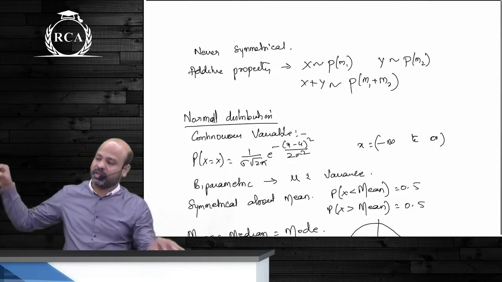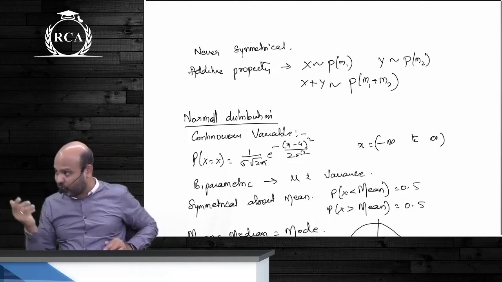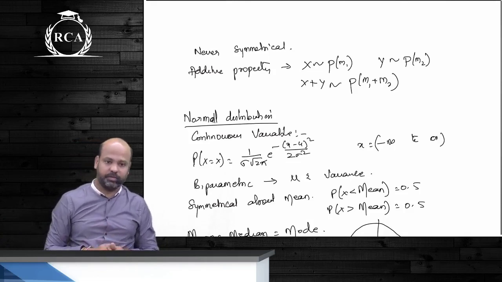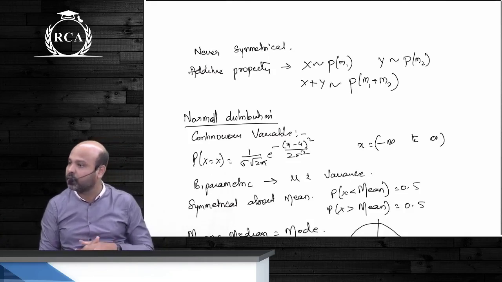Poisson distribution can never be symmetrical, obviously. It will always have positive skewness. But the peak comes first and then is followed by the mean. Are we clear about this?